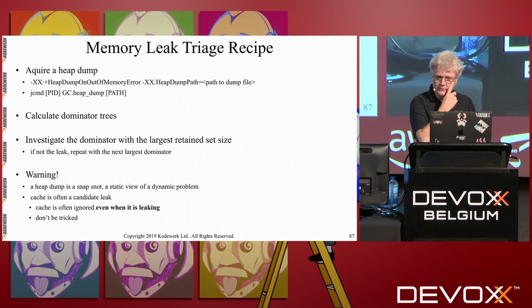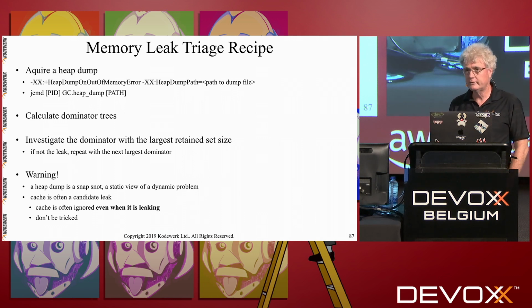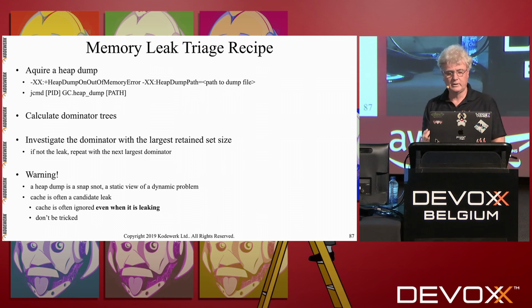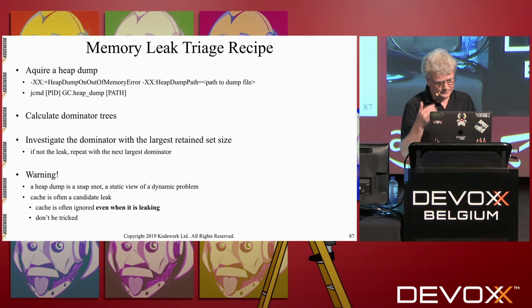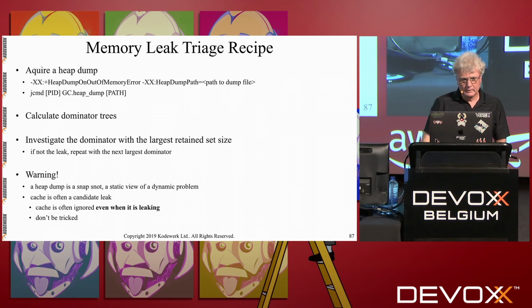And then we need some tool that's going to calculate the dominator trees for us. Then it's basically: let's inspect the dominator trees to see which ones are actually leaks and which ones are caches that are functioning correctly, as opposed to caches that are actually leaking.